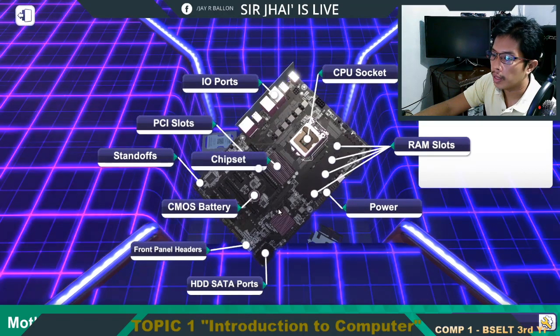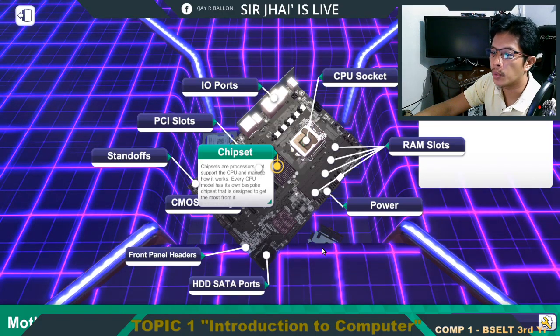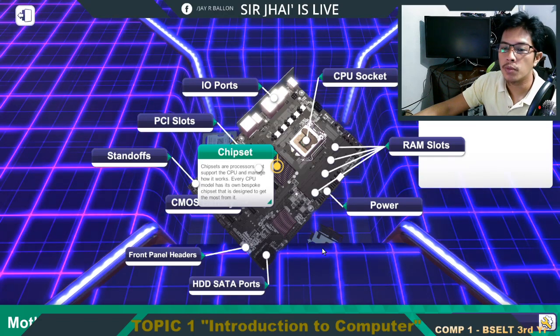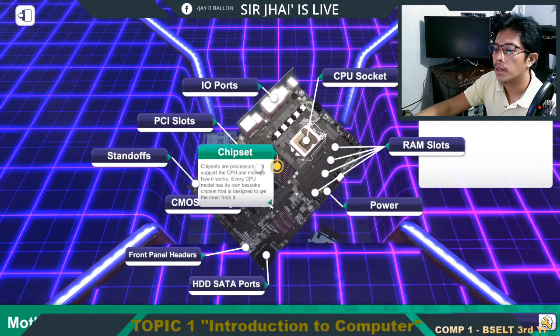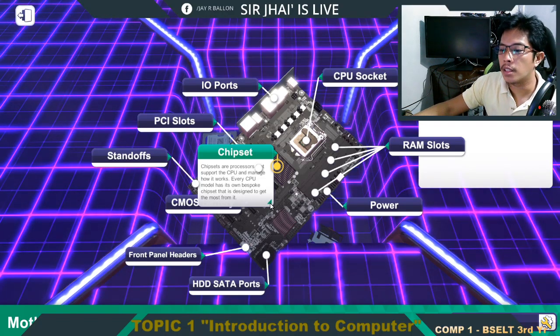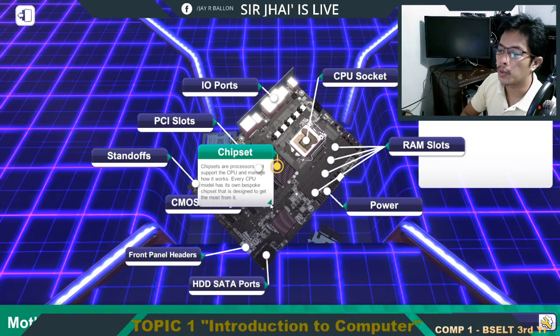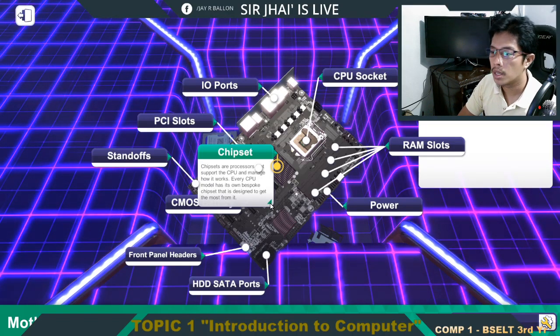But anyway, next is chipset. So the chipsets are the processor that support the CPU and manage how it works. Every CPU model has its own bespoke chipset that is designed to get the most from it. So it really depends on the motherboard. If it is Intel, it has a special type of chipset. If it is AMD, ganun din. So actually we have to discuss like North Bridge and South Bridge on the next lesson for motherboards.